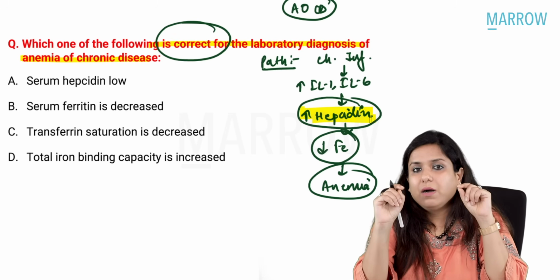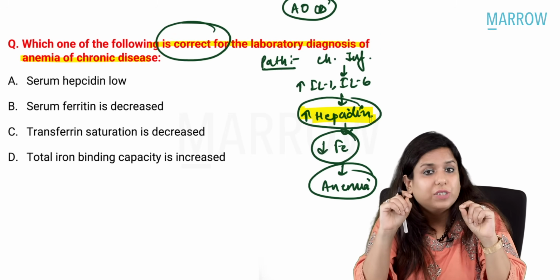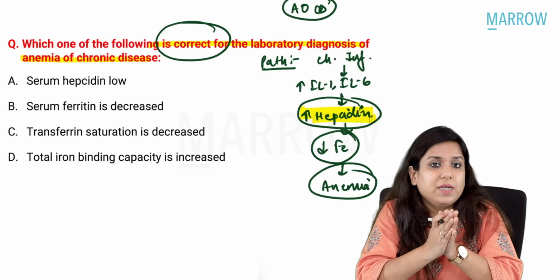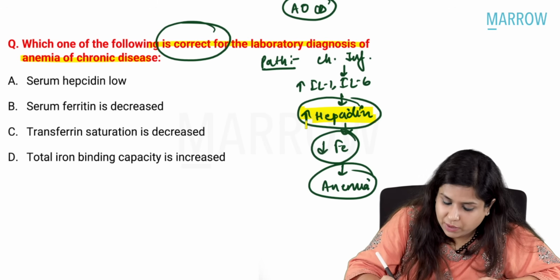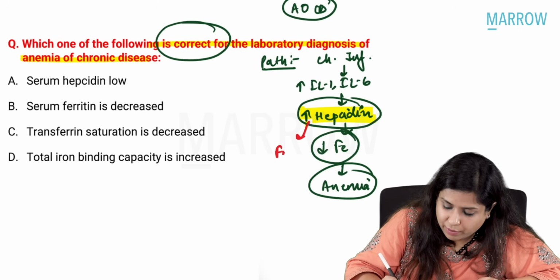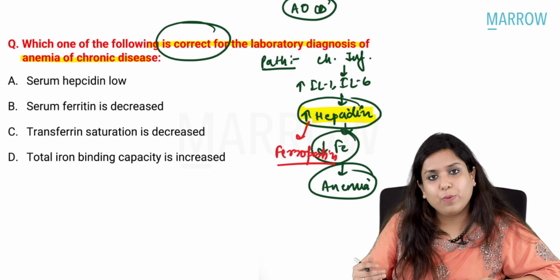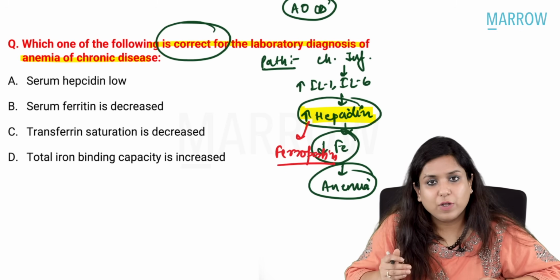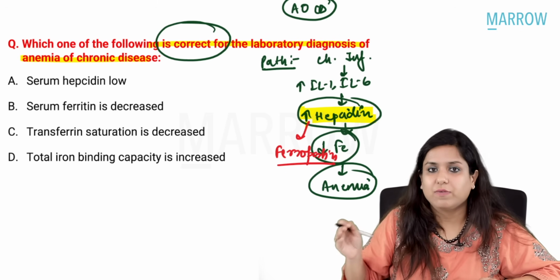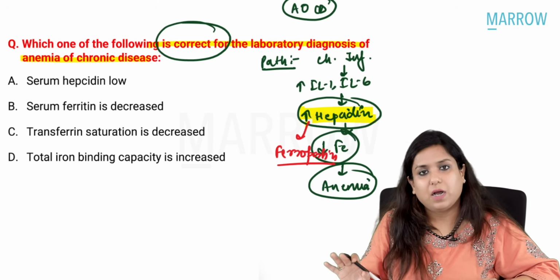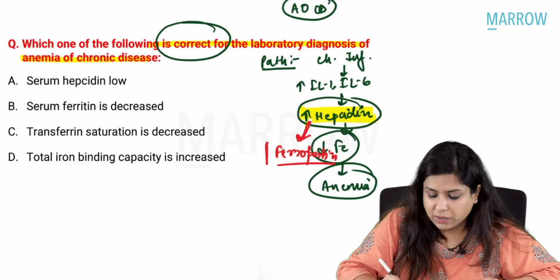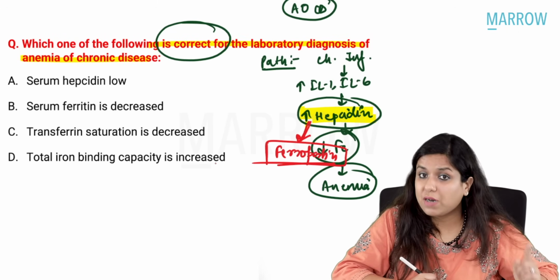Now, once in the INI CET exam, the question was: hepcidin will act upon which molecule? This was asked last year in INI CET. Hepcidin acts upon ferroportin. Now, what does ferroportin do? Ferroportin leads to the release of iron. So, hepcidin will degrade the ferroportin, the iron will not be released, so there will be anemia, decreased iron. Understood? So, which is the molecule on which hepcidin is acting? The answer is going to be ferroportin. This was asked last year.